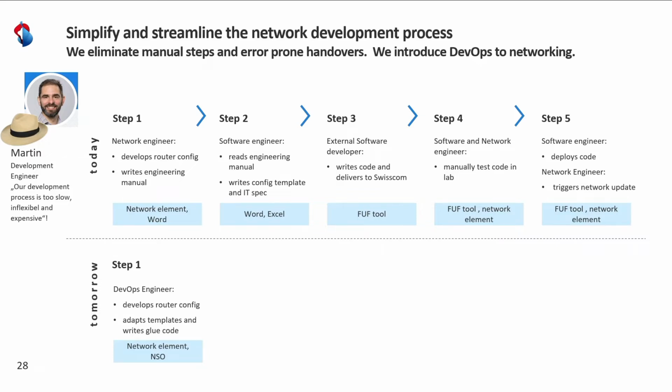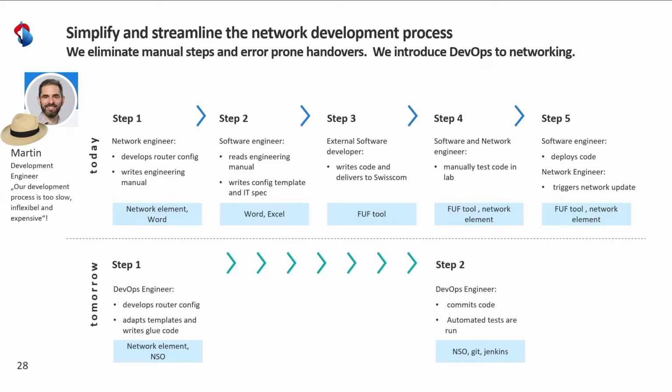We want to change the way we work, the way we develop, and we need another job profile actually. We don't have network engineers and software engineers anymore. We need to have DevOps engineers who are able to do a bit of both. Of course, you still have to be able to develop your router configuration, but you also have to be able to write that template and that bit of glue code that is necessary to bind those things together.